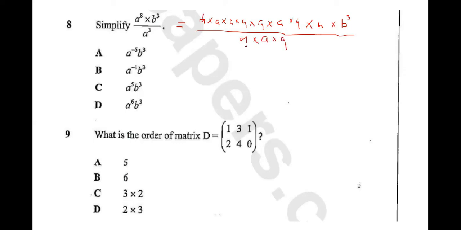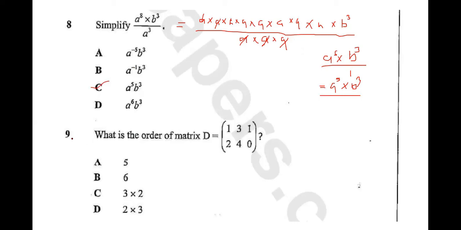So this a will cancel with that a, that a, and that a. How many a's remain? 1, 2, 3, 4, 5. So the answer will simply be a to the power 5 multiplied by b to the power 3. Since at the bottom there is like over 1, the answer is just a to the power 5 multiplied by b to the power 3. Remember, all this working is supposed to be done in your book, not here where I'm writing. I just want you to see it. So this is your answer.